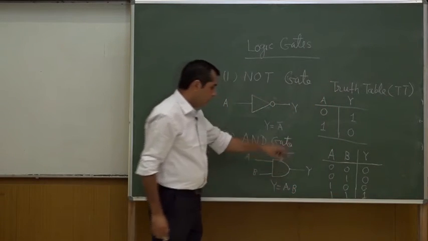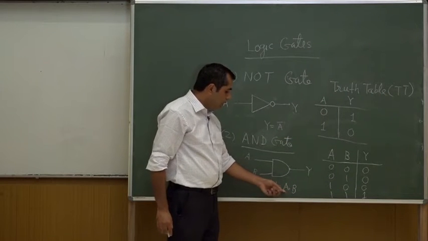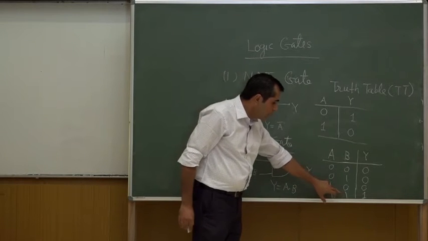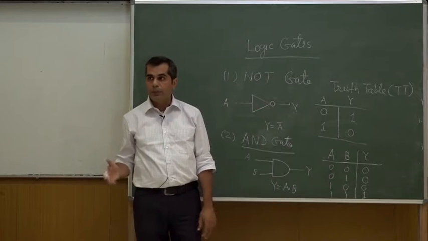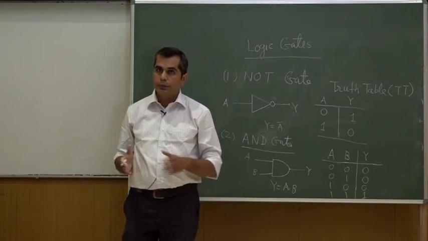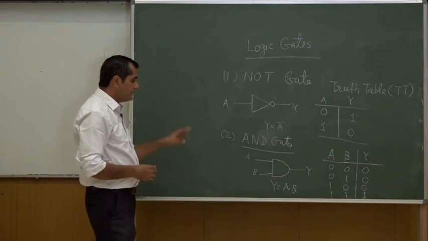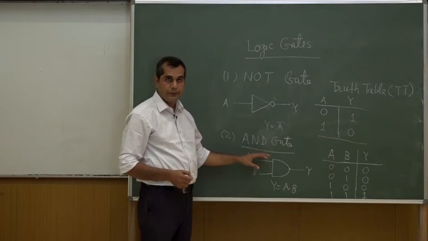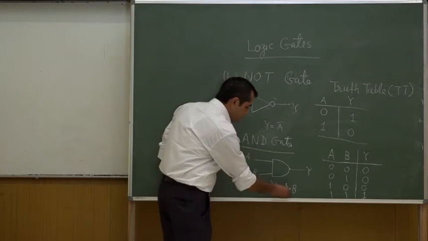Okay. That you can verify with this equation, Y equals A dot B, or A multiplication B. It means that when both inputs are 1, only then the output is going to be 1. For other combinations of the input, the output is 0. So the AND gate simply performs a logic multiplication.